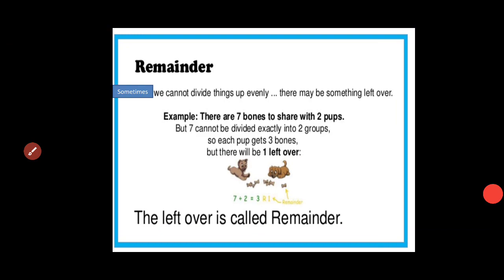The last word, remainder. Sometimes, children, we cannot equally divide things up. So there are sometimes things left over. So the leftover basically means the remainder. The things which are left over, the number which is left over is called the remainder. Over here, there is an example. There are 7 bones which we have to share with 2 pups. So if you see, the first pup has 3 bones and the second pup also has 3 bones. Still, there is 1 bone left. So the number 1 is the remainder. It means it is left. So basically, remainder means the leftover.